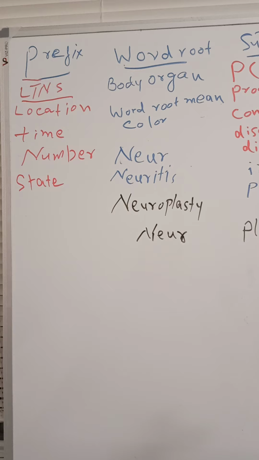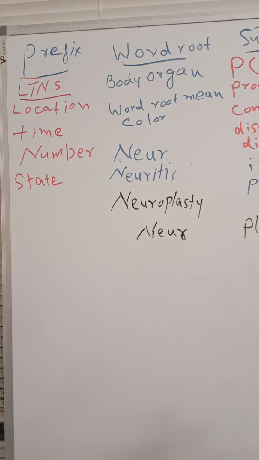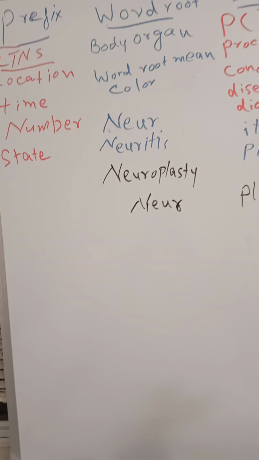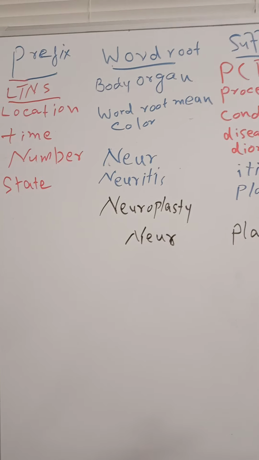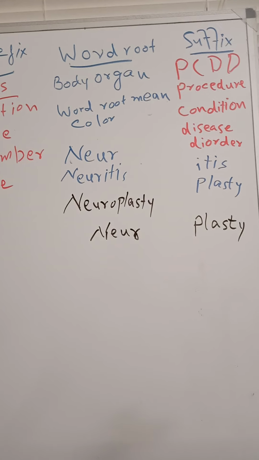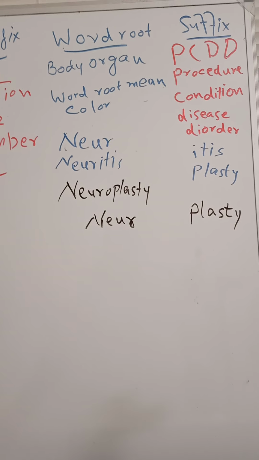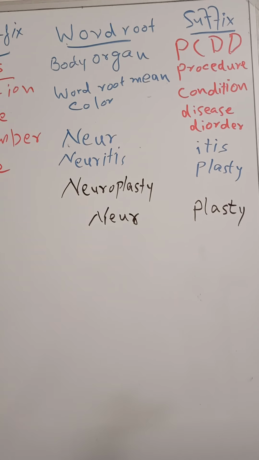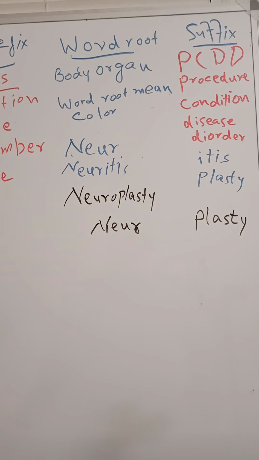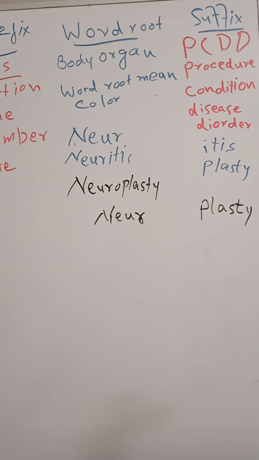Tariq. Today, my topic is to discuss the parts of medical terminology. There are three parts of medical terminology: prefix, word root, and suffix. A medical term should consist of at least two parts: word root and suffix. A word root alone cannot stand alone.